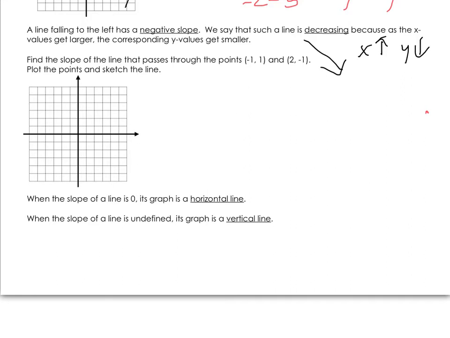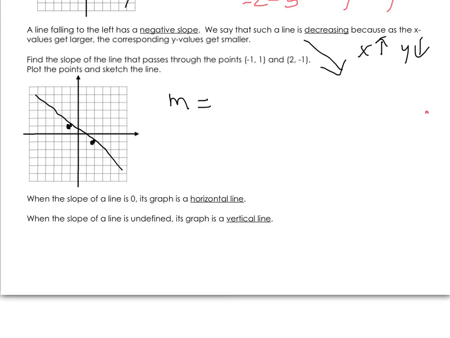Find the slope of the line that passes through the points -1, 1, and 2, -1. Plot the points, draw the line. My line doesn't always go through my points. Then we want to calculate the slope. We can do that with our formula.